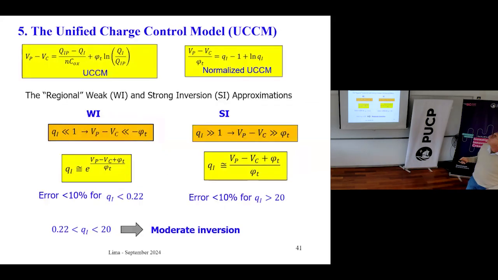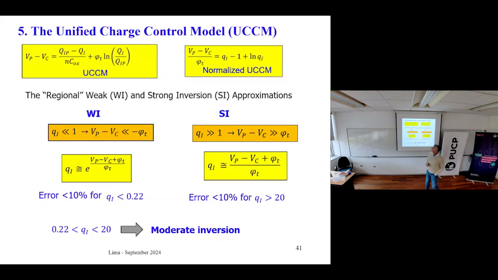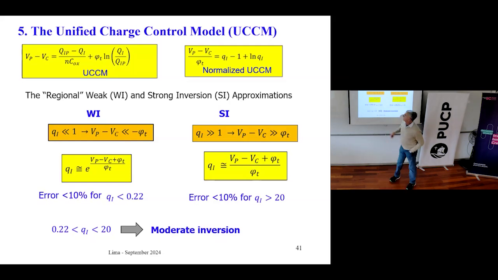Let's move to the next slide. Okay, the normalized UCCM. And we have two interpretations: for weak inversion, or the subthreshold region, and strong inversion. What's the meaning of weak inversion? The inversion charge is very small. Say, what's small? This small is the normalized charge Q_I much less than 1. This means weak inversion. In this case, the charge is an exponential function of both voltages, V_P and V_C.